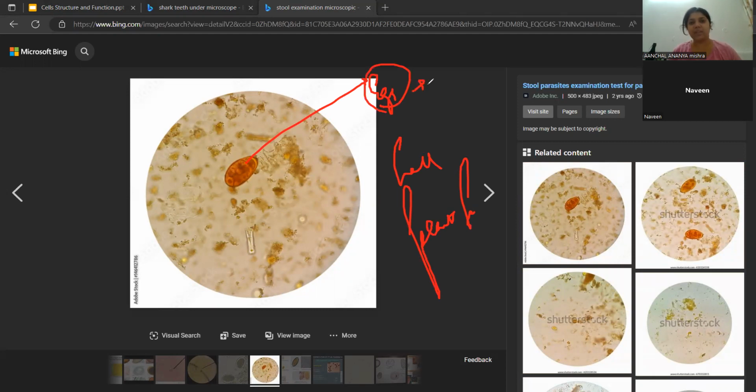Why do we need stool examination? I got a question. What's this?